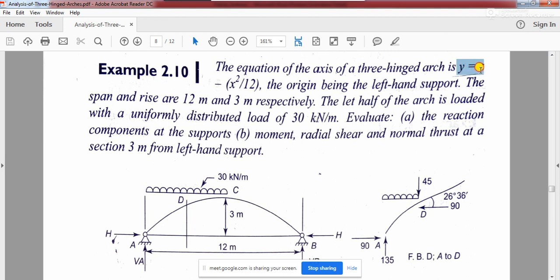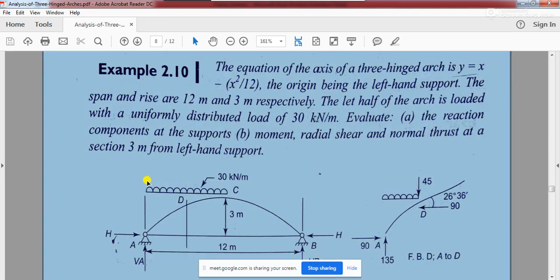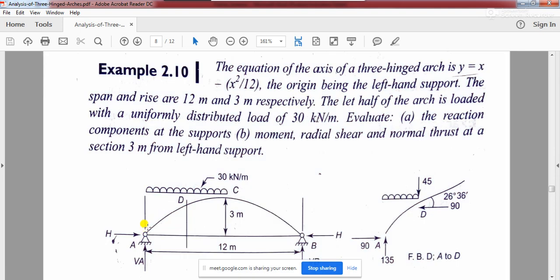You see, it's very simple. The equation of the arch is given, y is equal to x minus x square by 12. So you know what is the value of x. If you put the value of x, you are going to get the value of y. That's all. This is your x-axis, and this is your y-axis. So the equation of arch is given, and you just put the value of x, and you are going to get the value of y.